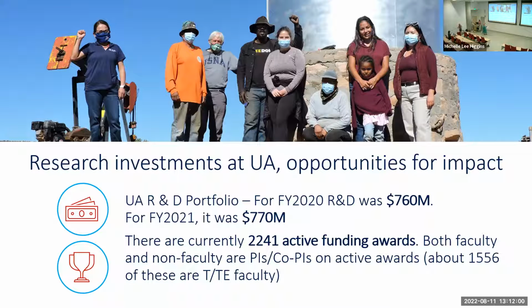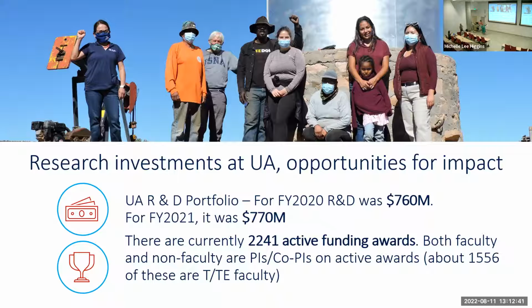I just wanted to share our current portfolio numbers. We don't have 2022, obviously, yet. It's not over. But in 2020, our entire research and development portfolio was $760 million. Now, that includes external funders that we're familiar with. It also includes things like the internal seed grants that are funded through ABOR often, but that's our total pot. It's grown by 10 million, 770 million in 21, and the U of A has a goal to get that to 1 billion. I want to say by 2025, it's an ambitious goal, but always trying to increase that.